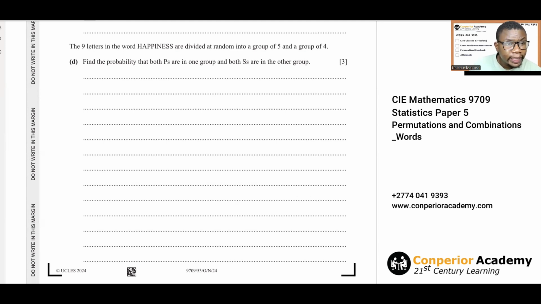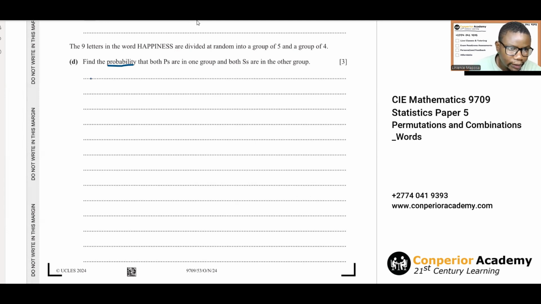The next question says, the 9 letters in the word happiness are divided at random into a group of 5 and a group of 4. Find the probability that both P's are in one group and both S's are in the other group. The moment I see probability, I underline this because you need to be careful not to calculate just the different ways in which you can arrange this or select. You need to calculate the probability.